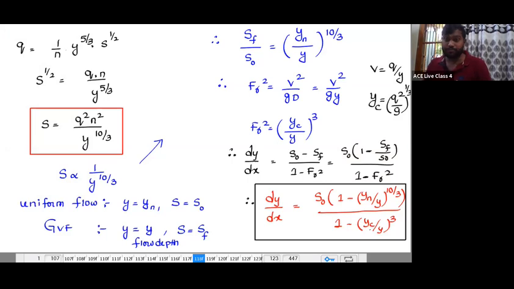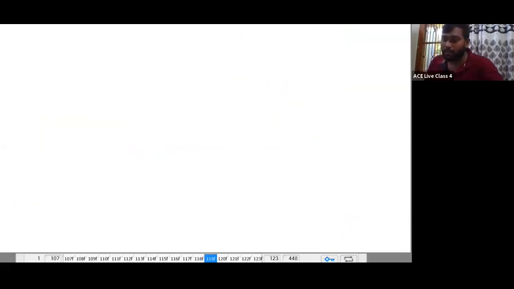Okay. So now finally we got the equation dy by dx, which is a governing equation to determine the gradually varied flow. So from this equation of dy by dx, now I can write that dy by dx is a function of Yn, yc, y. Okay, so dy by dx is a function of Yn, yc and y.